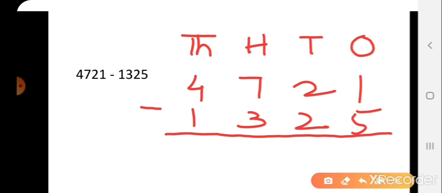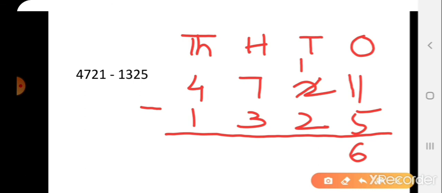Now can you minus 5 from 1? No, because 5 is bigger number and 1 is smaller number. So borrow 1 from the neighboring digit. If we borrow 1 from the neighboring digit, here 1 will be left and the borrowing 1 will be taken over here. Now can you subtract? Yes. 5 can be easily subtracted from 11. The answer will be 6.